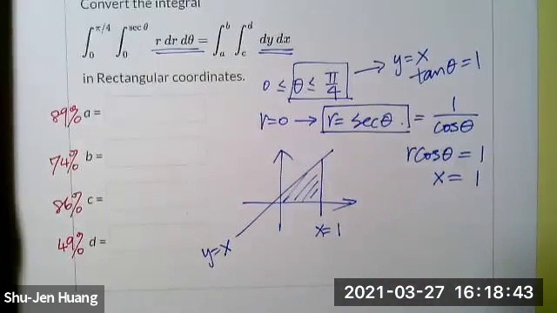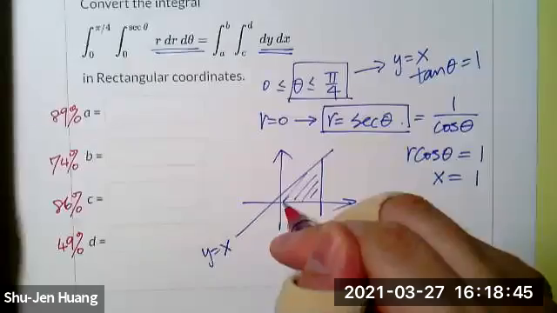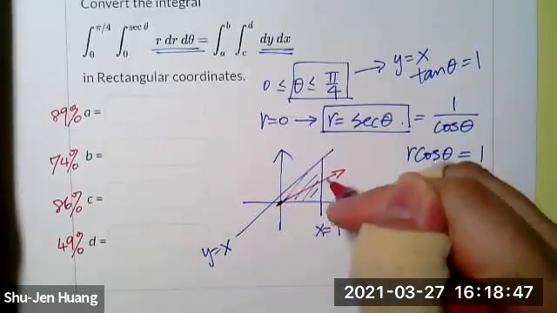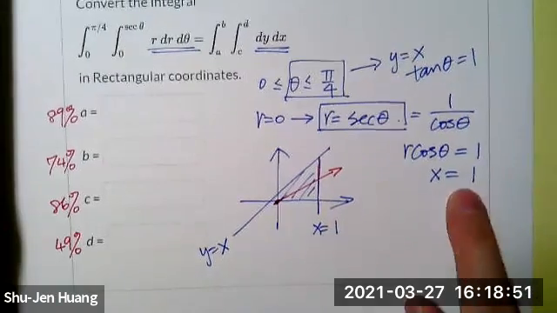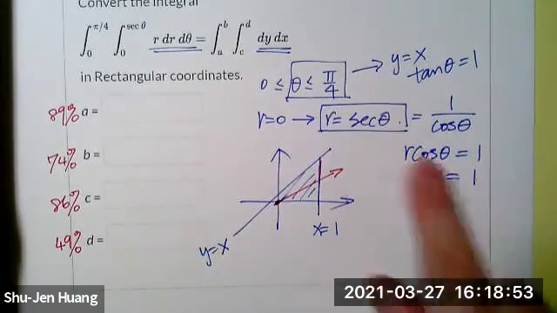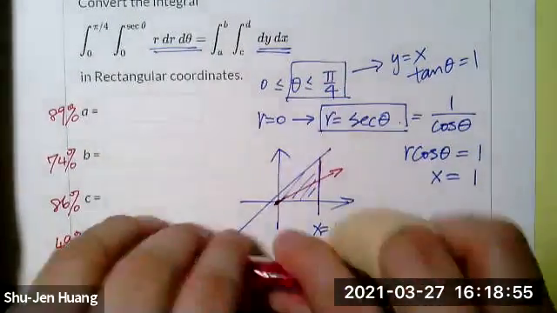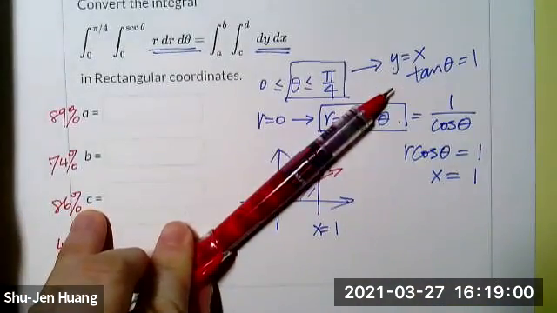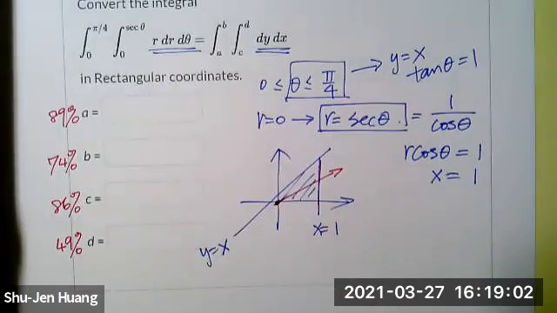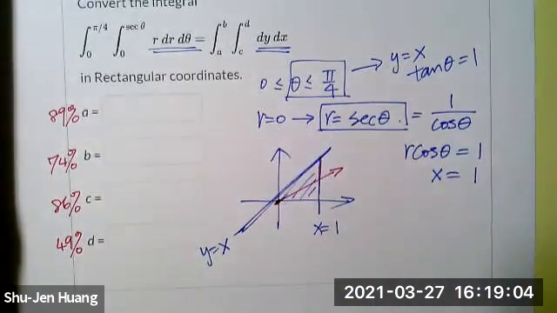This is the region we consider because you can see when we draw a ray here, r is from 0 until it touches r equal to secant theta, which is the vertical line x equal 1. And the angle theta is from 0 until it touches the line y equal x, that's pi over 4. So this is the region we have.